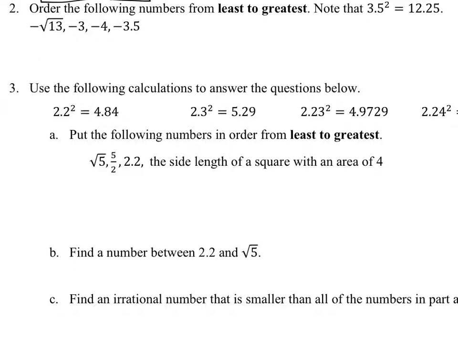Number 2 here says order from least to greatest again. They've told us what 3.5 squared is, which is usually a good hint to square all of these. Now we need to remember these are negatives, so when I square them, even though it would give me a positive, I'm going to keep it negative so I can compare them straight across. First, 3.5 squared would have given us 12.25, and that would be negative.